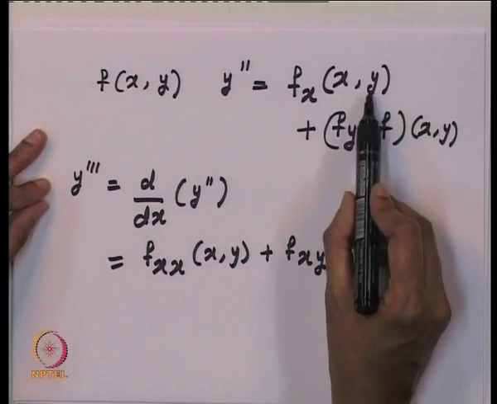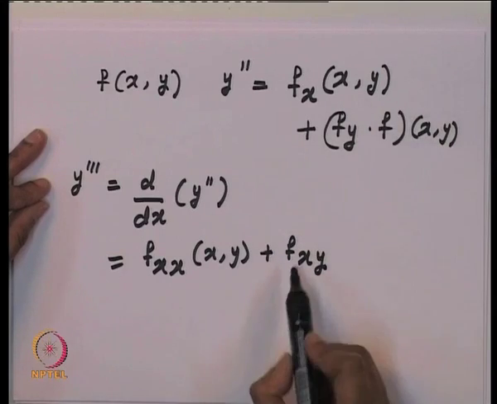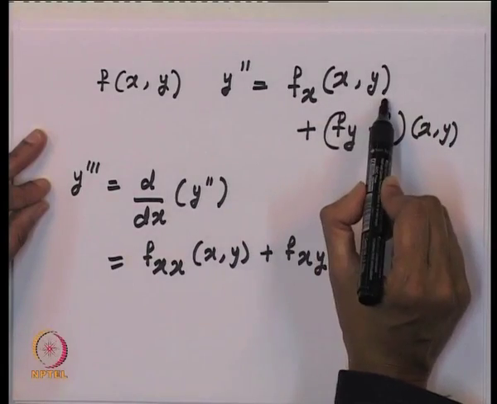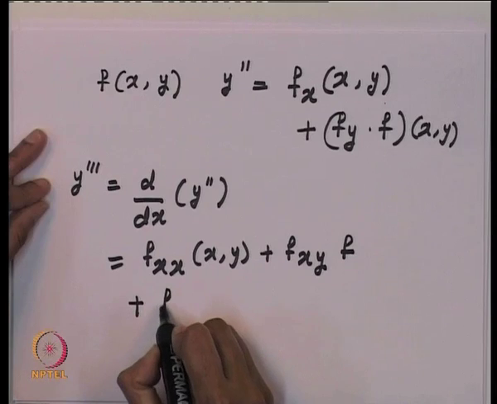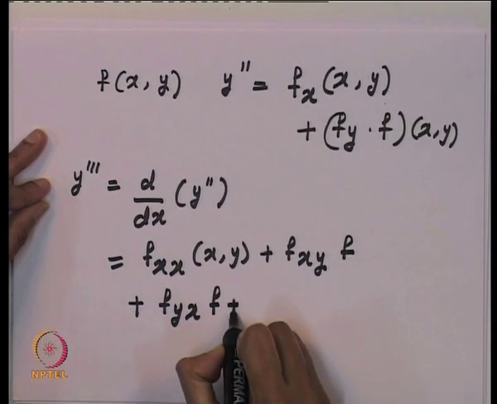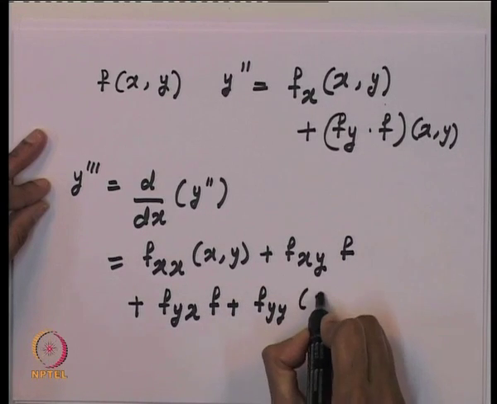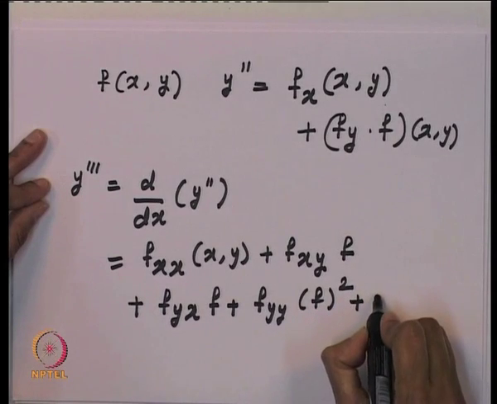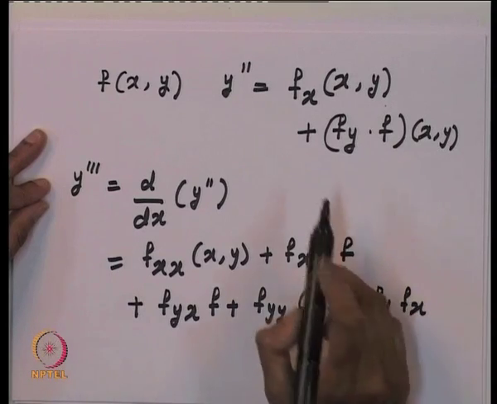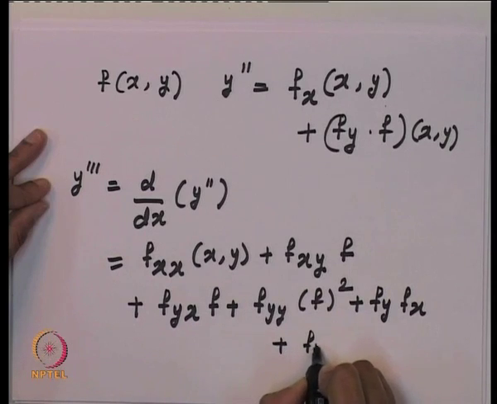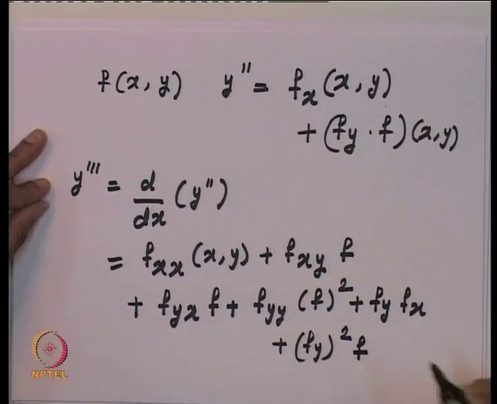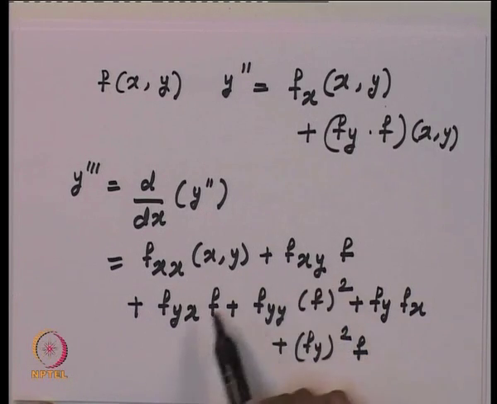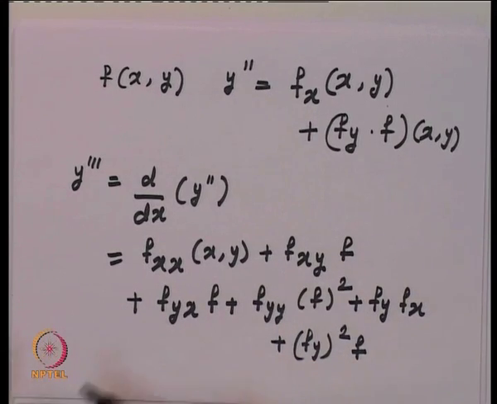f x is a function of x and y, y is a function of x, we are taking the derivative with respect to x. So, you have to have f x y into y dash, but y dash is nothing but f. So, this takes care of this. Then you will have f y x into f plus f y y and then f square, because one f will come from y dash and one f is here, plus f y into f x, because you are using product rule, and then you will have f y square into f, and then you can assume that the second order mixed partial derivatives are equal. So, f x y is equal to f y x. So, then these two terms you can combine.